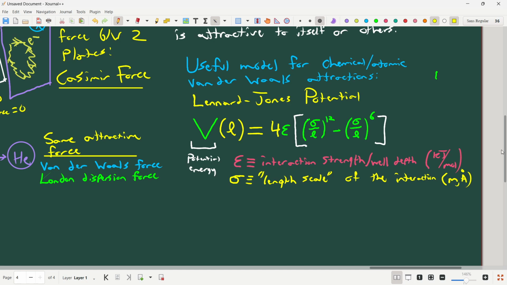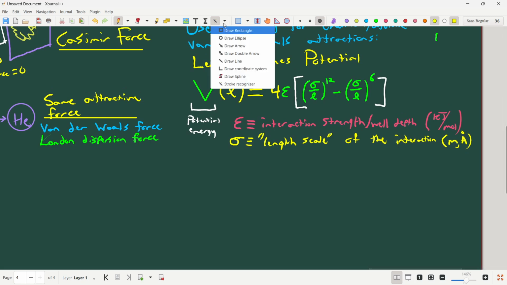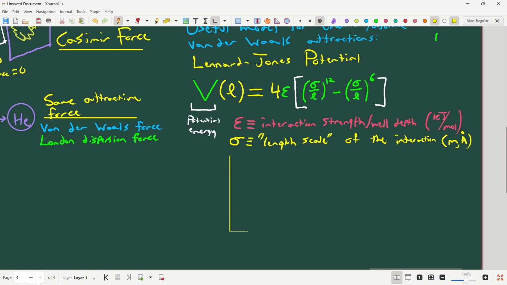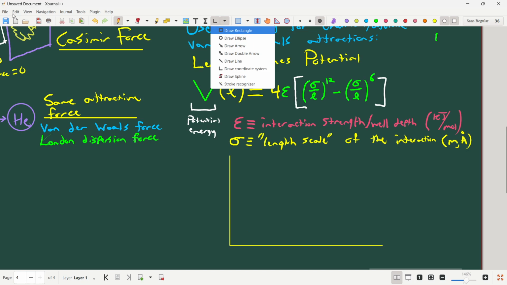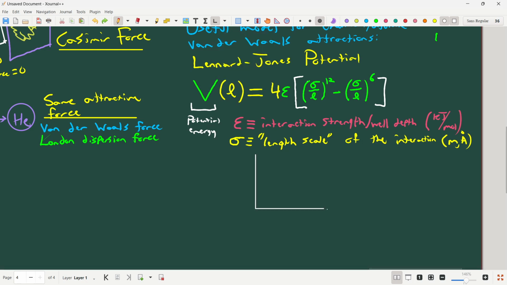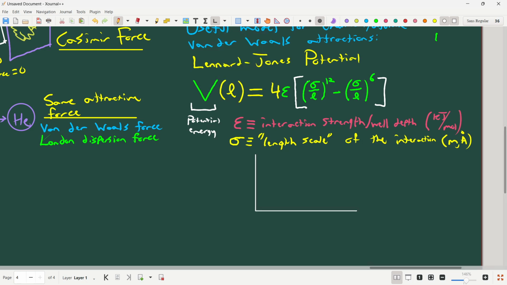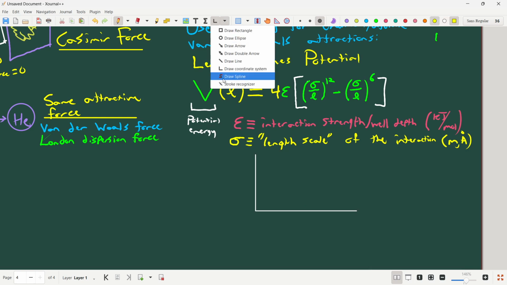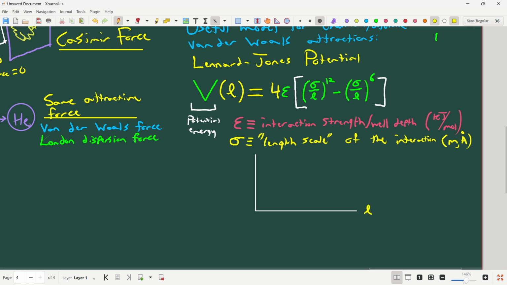I'll just plot an example for you. I need a little more space than that. Sorry, guys, this needs to go negative. I'm going to plot L on this axis and the attraction energy V on the y-axis. So let's think a little bit about how this function trends depending on the value of L.